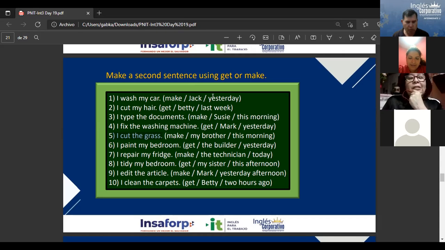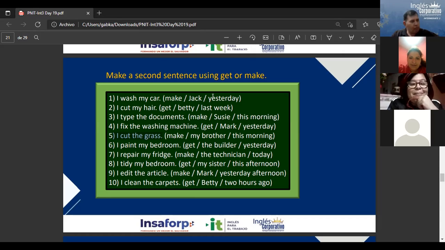I repair my fridge. The technician repair the fridge or repair my fridge. I made the technician repair my fridge today. It's like when you were talking about the secretary. I made the technician repair my fridge. It sounds like it's an obligation. Yes.